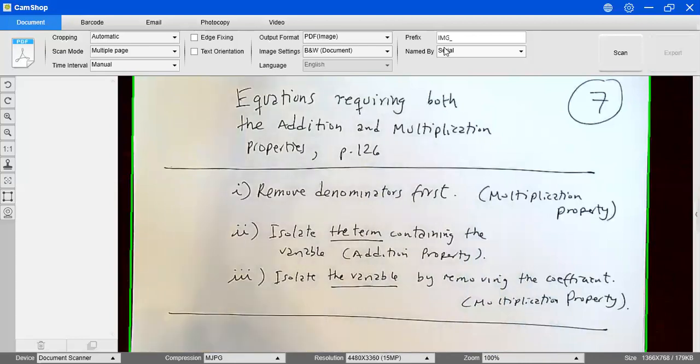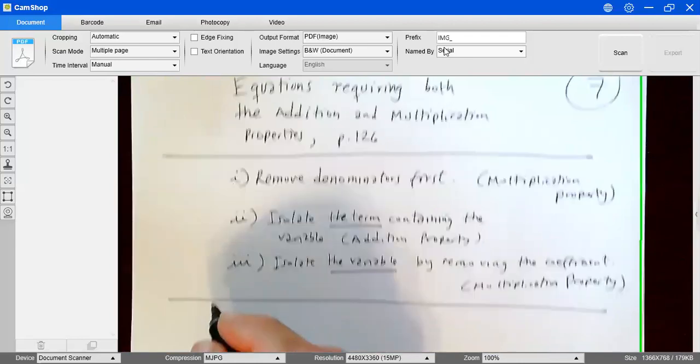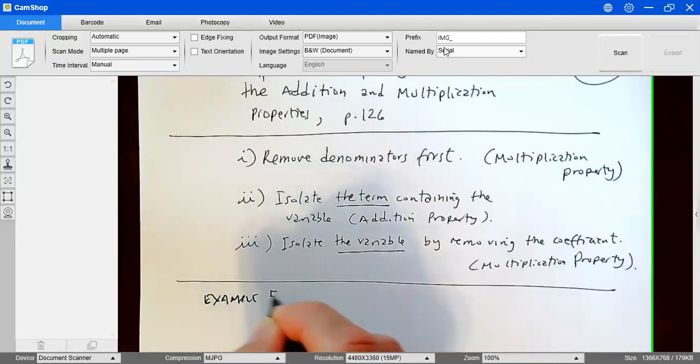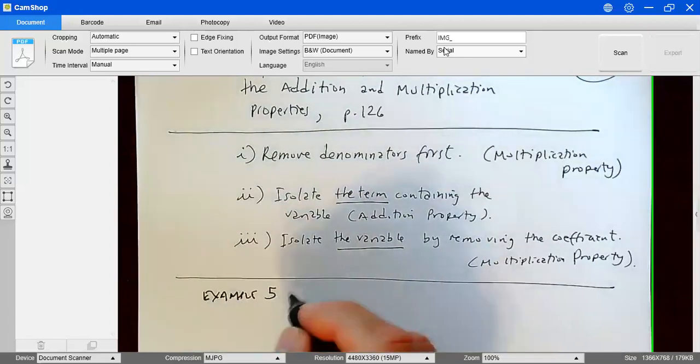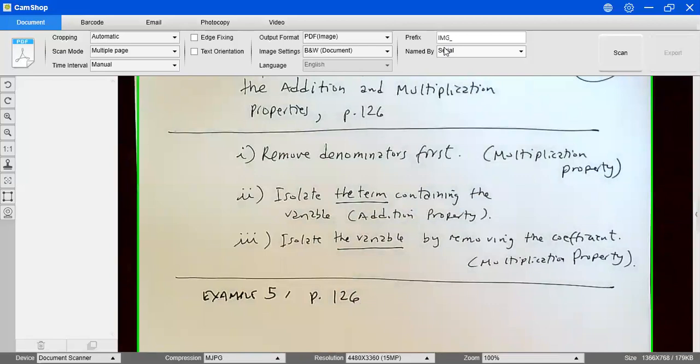So we're going to solve some examples, and then with that, we're going to finish the section. We have one more section for today's lecture. It's going to be a combination of these two first sections. So we're going to work on example 5. Example 5 is on page 126.